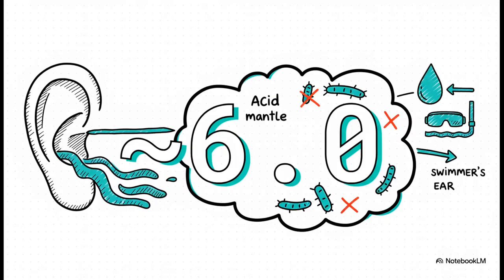So what's its secret weapon? How does it fight off microbes? Well, it all comes down to its pH. Cerumen is actually acidic, with a pH of around 6.0. This creates something called an acid mantle, a chemical barrier that is just plain hostile to most bacteria and fungi. This is your body's number one chemical defense against common infections like swimmer's ear.